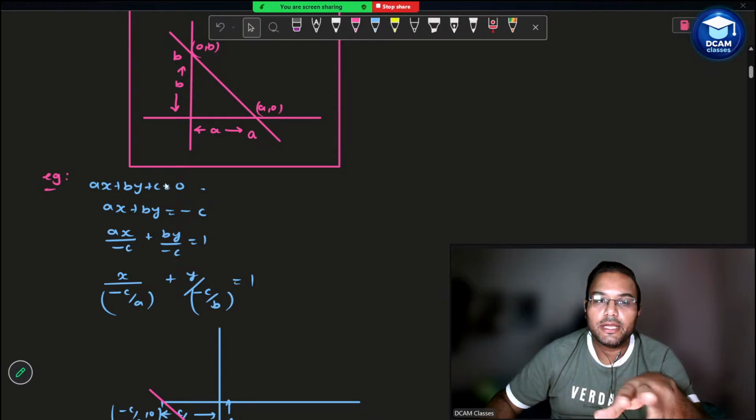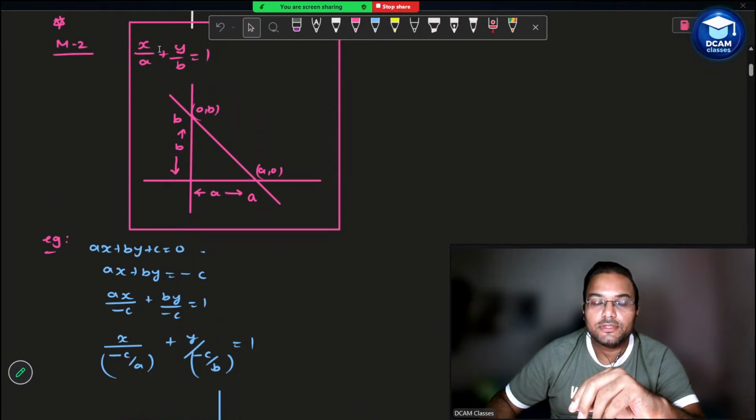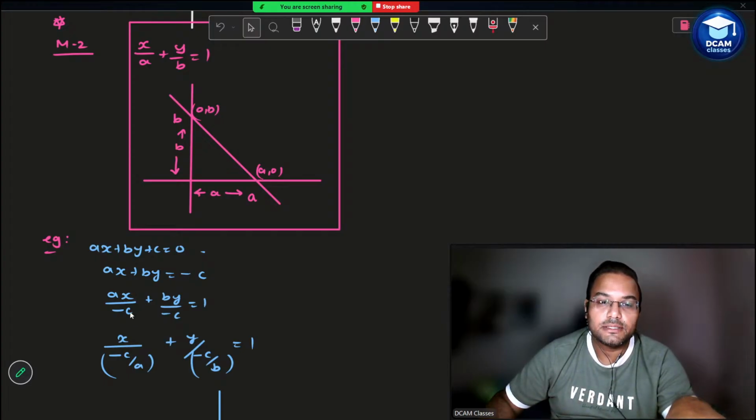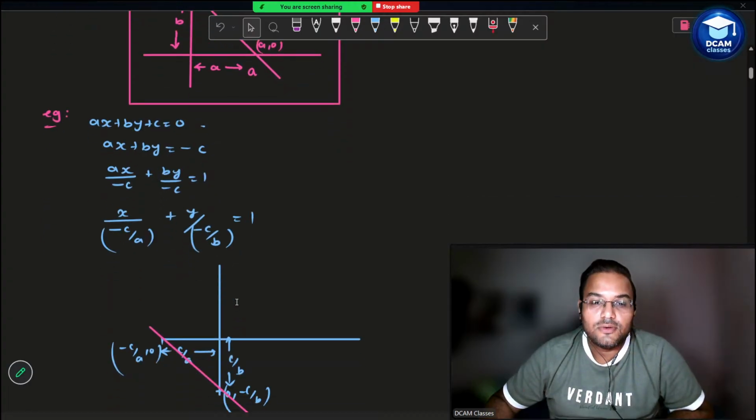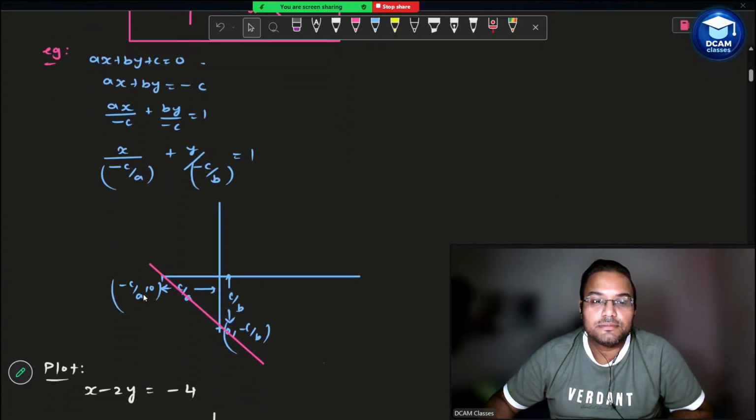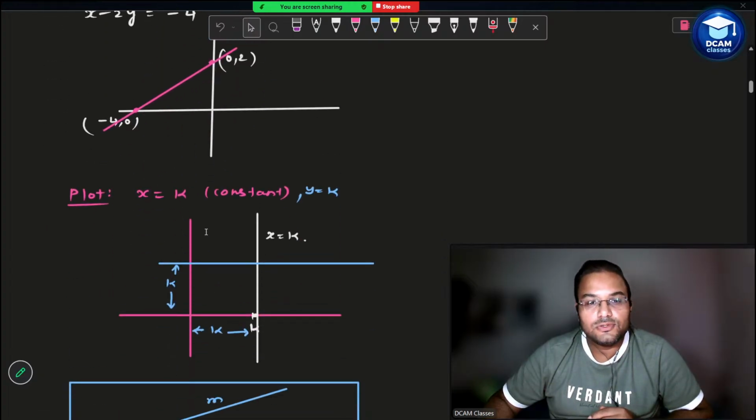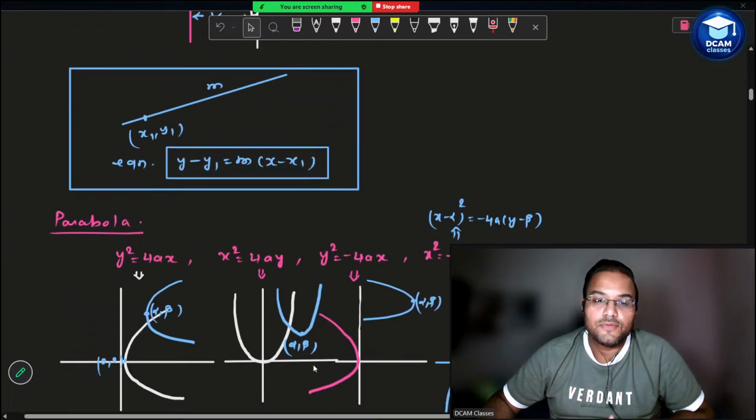Like if you want to plot ax plus by plus c equal to 0, then you will try to write this particular given equation in the form of x by a plus y by b equal to 1, like I have done it. Take c on the right side, divide the whole equation by minus c, and then it will be x by minus c by a plus y by minus c by b equal to 1. Then your intercepts will be minus c by a and minus c by b. Okay? This we already know. This also you know how to plot, x is equal to k constant line and y is equal to k constant line. That also we have learned.